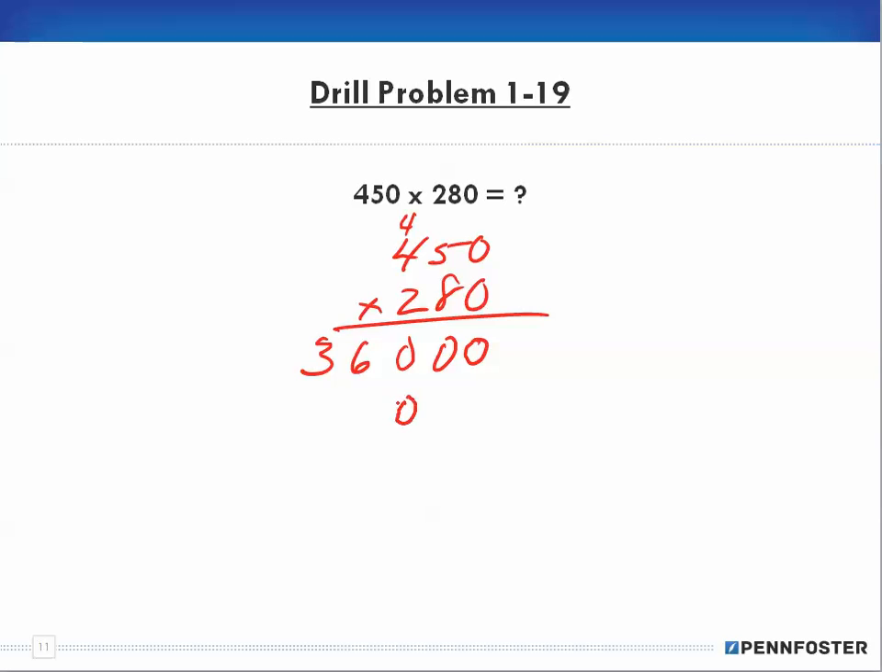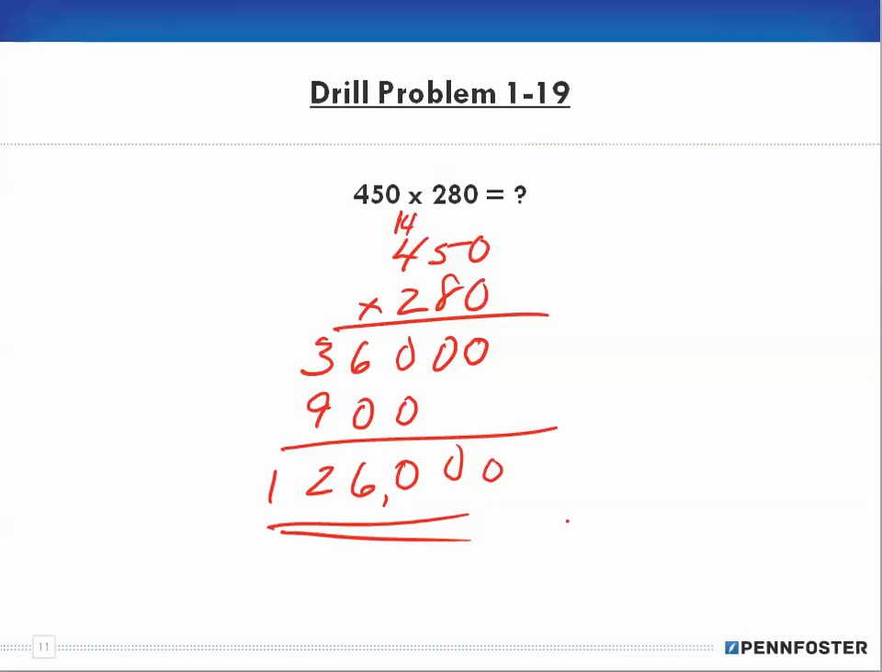So 2 times 0 is 0. 2 times 5 is 10. Carry my 1. 2 times 4 is 8, plus 1 is 9. All right. Now I add all of them up. 0, 0, 0 and 0 is 0. 6 and 0 is 6. 3 and 9 is 12. And I put in my comma. And 126,000 even. Okay. And a thought just quickly occurred to me.